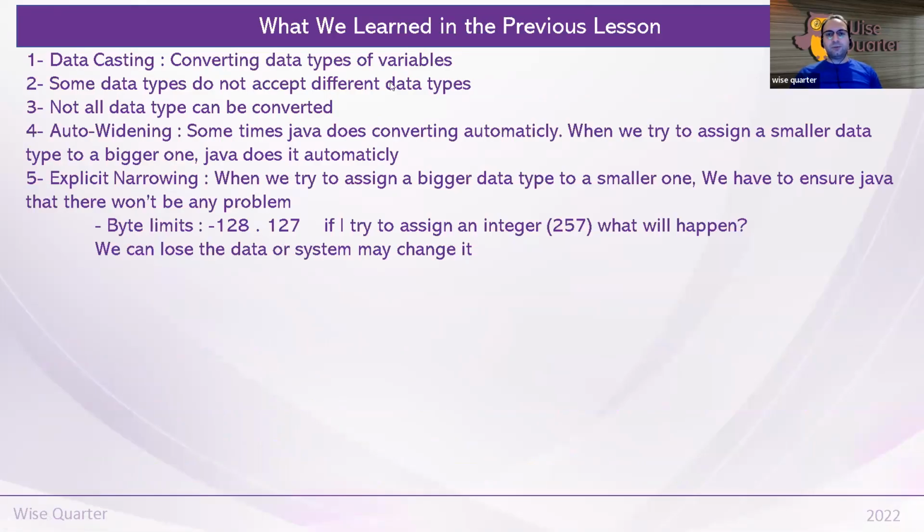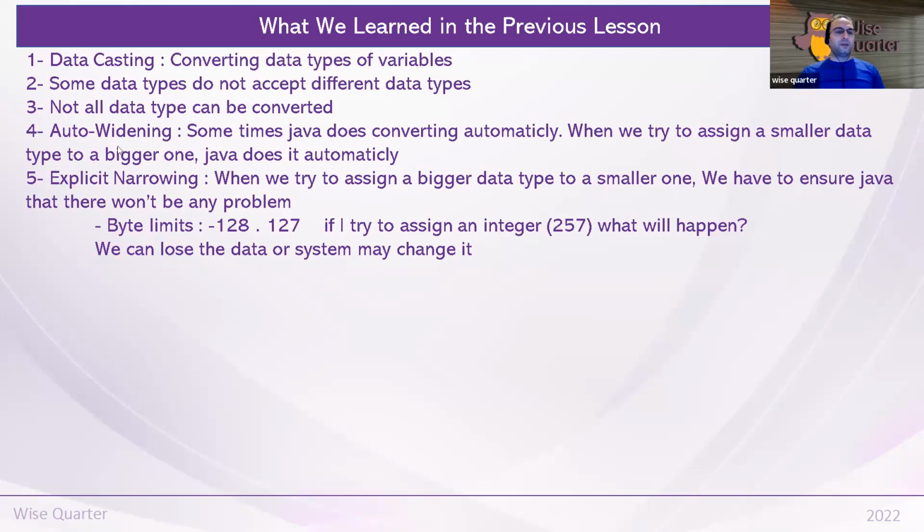And yes, let's try to remember a few terms. For example, data casting. If somebody asks you what data casting is, you can say converting, changing the types of variables. If it's an integer, you can change it to byte, or byte to integer, you can change data types. But some of the types do not accept different data types. You cannot store a number in a string value. Not all the types can be converted.